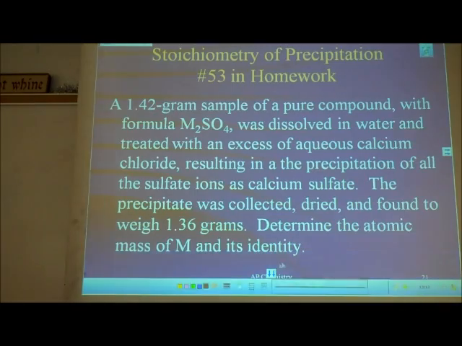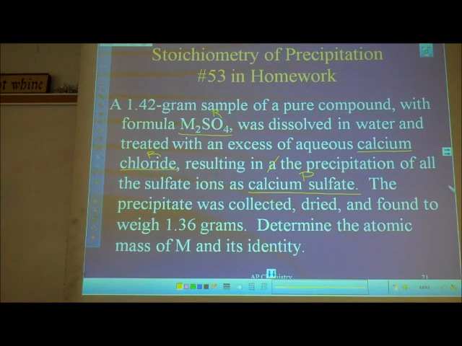So I'm just going to start underlining some things. Okay. This is my first reactant. Here is my second reactant, resulting in, oh, there's a typo, resulting in the precipitation of all the sulfate ions as calcium sulfate, first product.